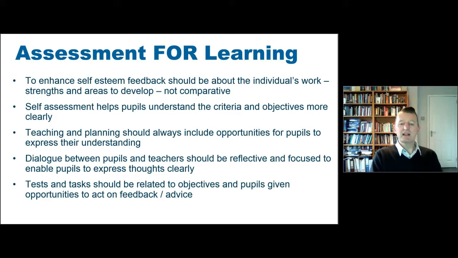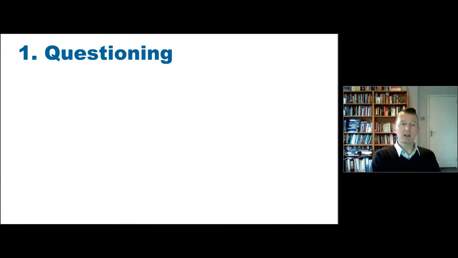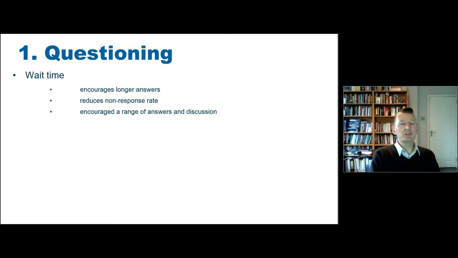And then finally, tests and tasks should be clearly related to objectives, and pupils should be given the opportunities to act on feedback and advice to demonstrate they've understood the feedback and that they could do better if they had another opportunity. So the first AFL strategy we're going to focus on is questioning. I'm just going to say something briefly about each of these four areas.